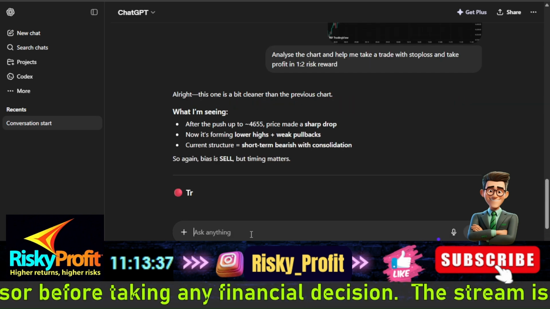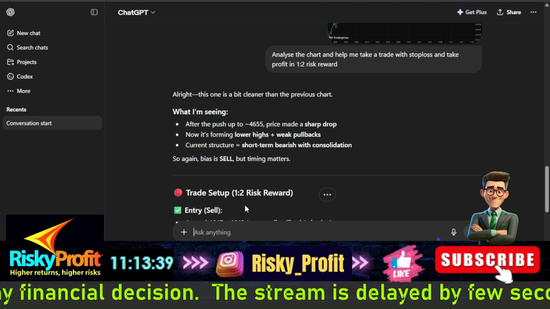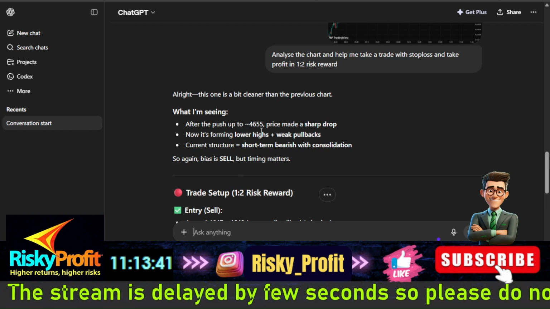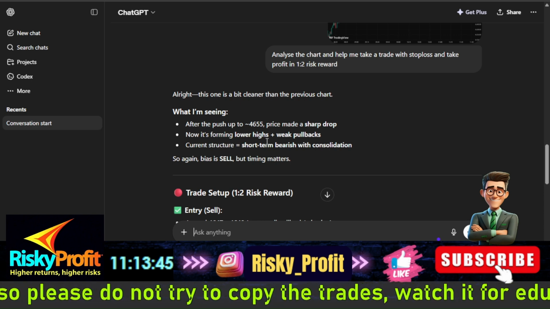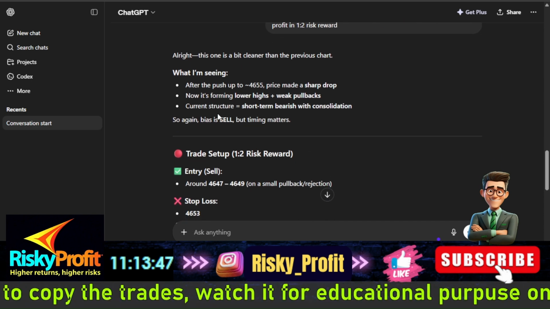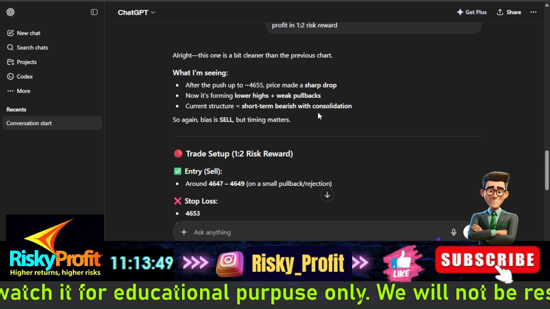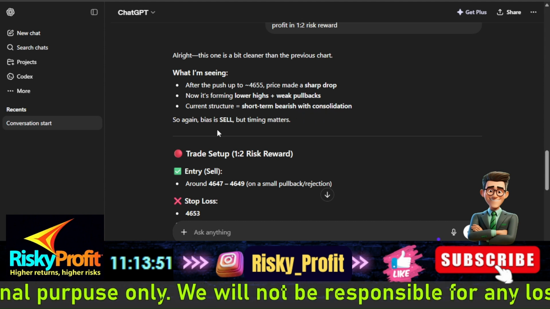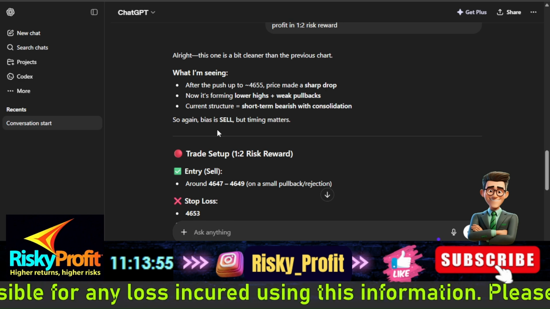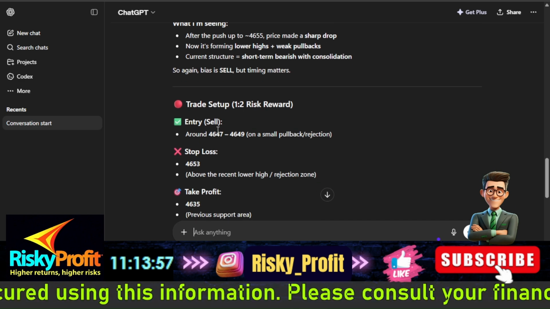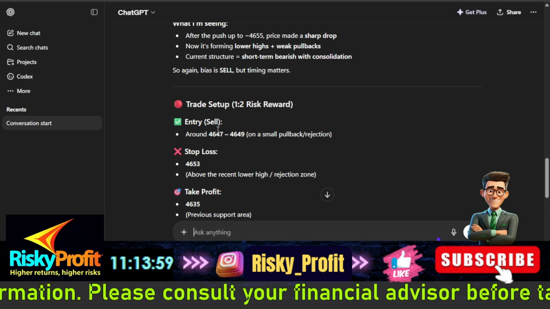Although this one is a bit cleaner than the previous chart, what I'm seeing is, after the push up to 4655 price and a sharp drop, now it's forming lower highs, weak pullbacks. Okay, current structure short term bearish with consolidation. So it says the short term trend is bearish, so it will help us take a short sell.